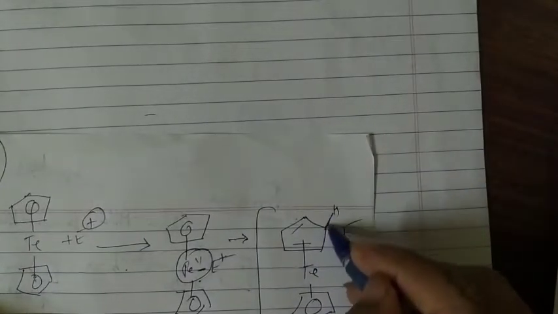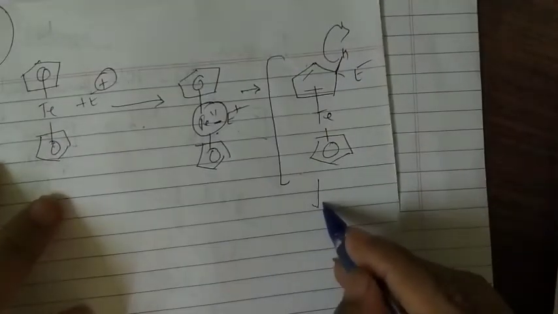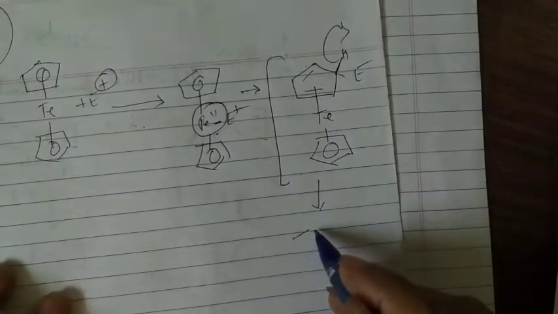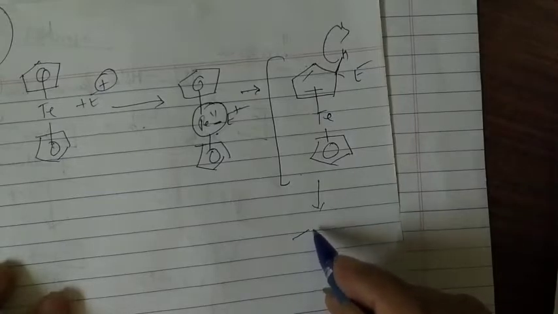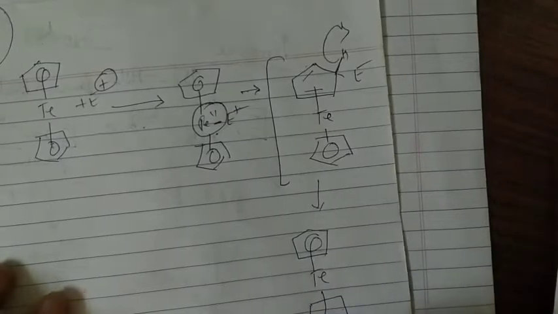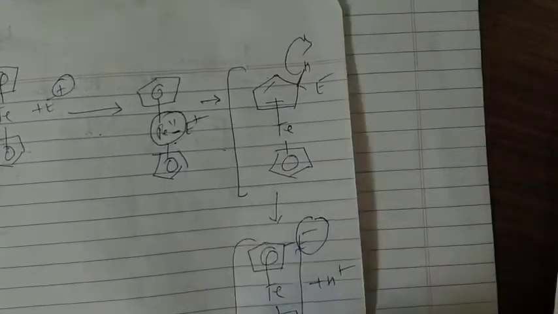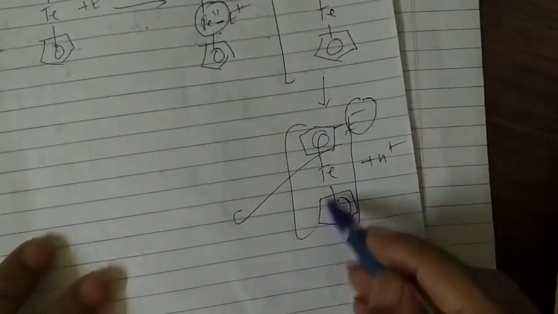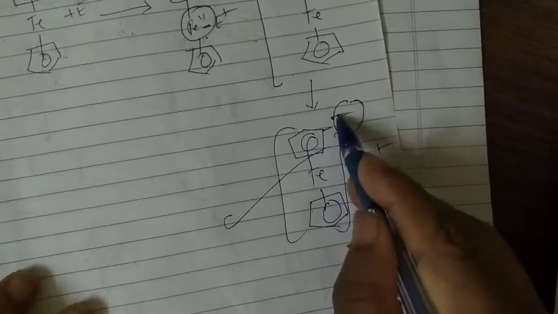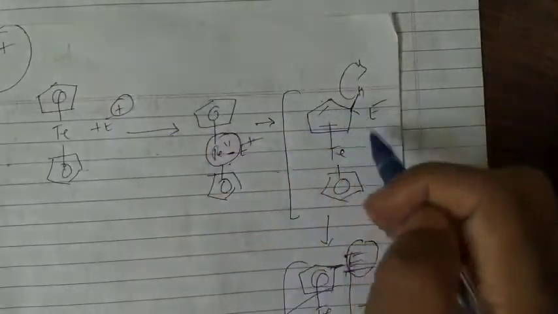Okay, and now what will happen? In the next step, to gain the aromaticity, this will give the electron and go away, and you are going to get this compound. Here the electrophile E is going to attach, and this hydrogen will go in the form of a proton, H plus. Like this we get the electrophilic reaction. Here the electrophile is attached in this position. Like this the electrophilic substitution reaction takes place.